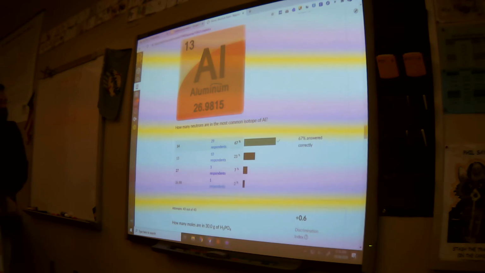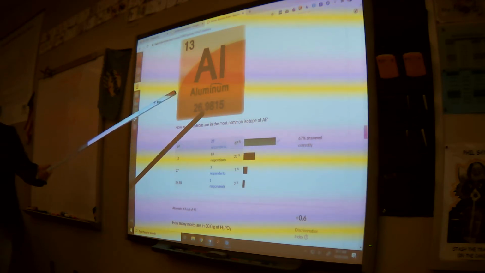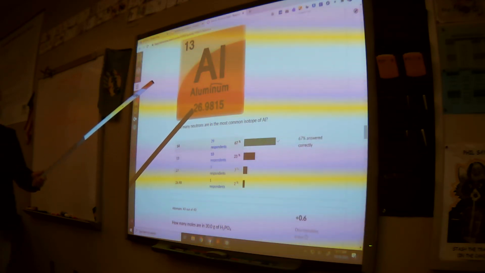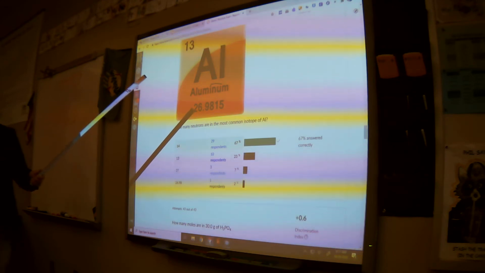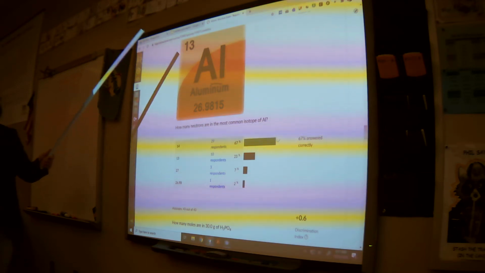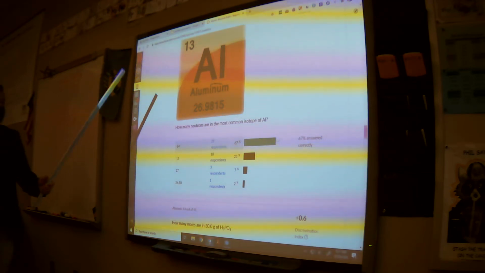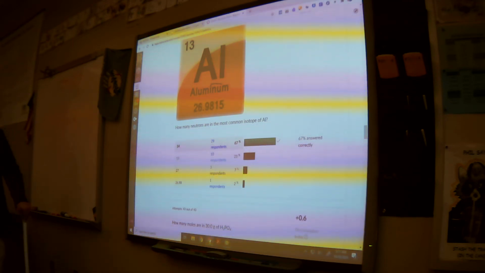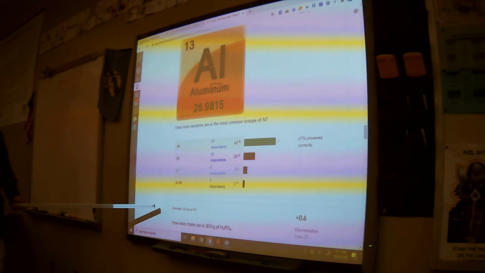How many neutrons are in the most common isotope of aluminum? So, where's the mass number in this? You guys remember? Right here. But what do you have to do to it? Round it. What are we rounding to? 27. So 27 minus 13, 14.